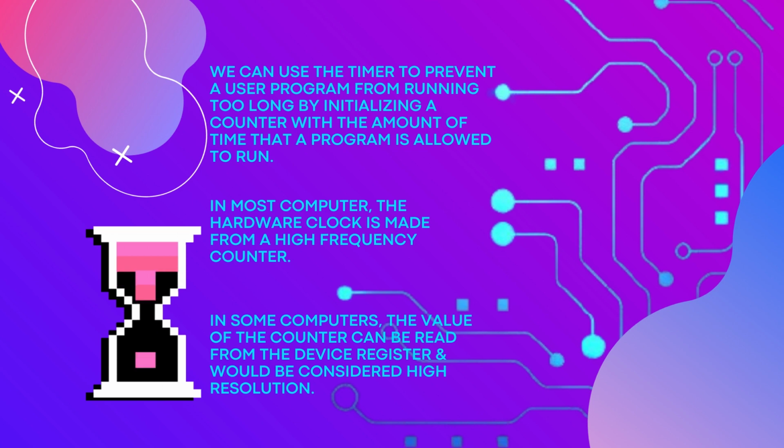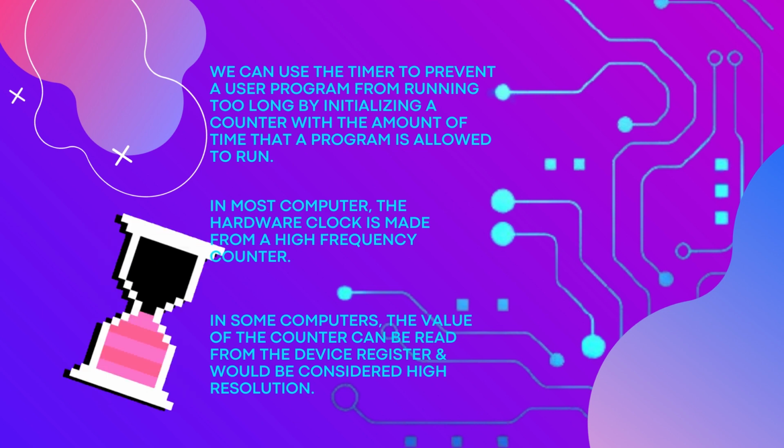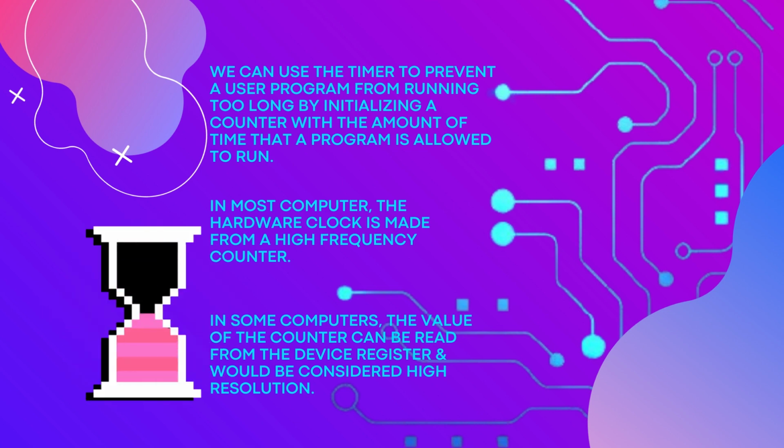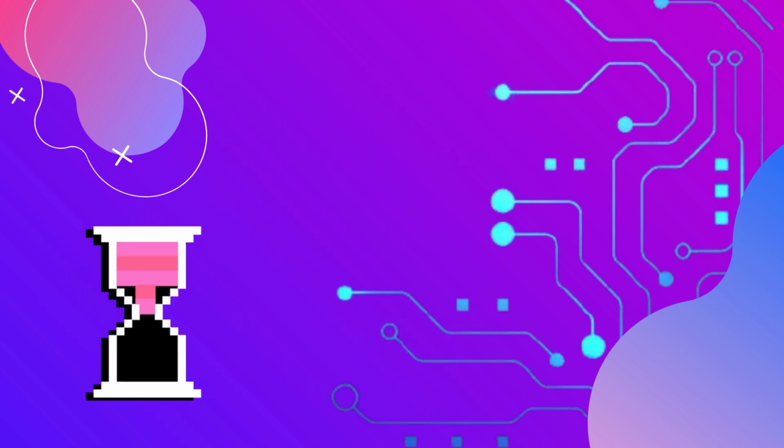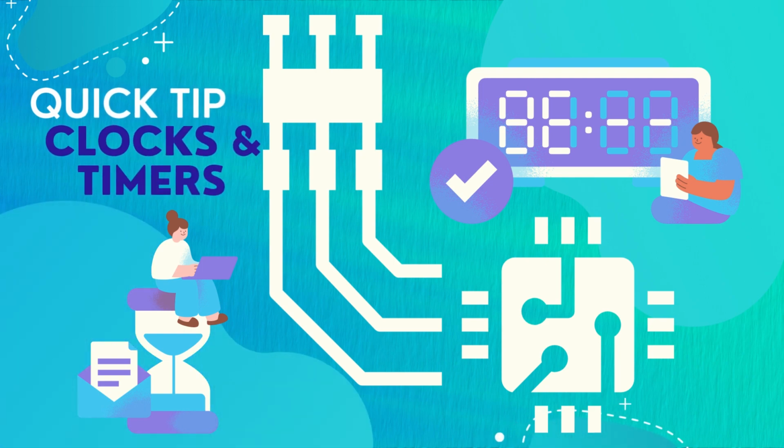In most computers, the hardware clock is made from a high frequency counter, and in some computers, the value of the counter can be read from the device register, and that would be considered a high resolution counter. Now, that's all for clocks and timers.